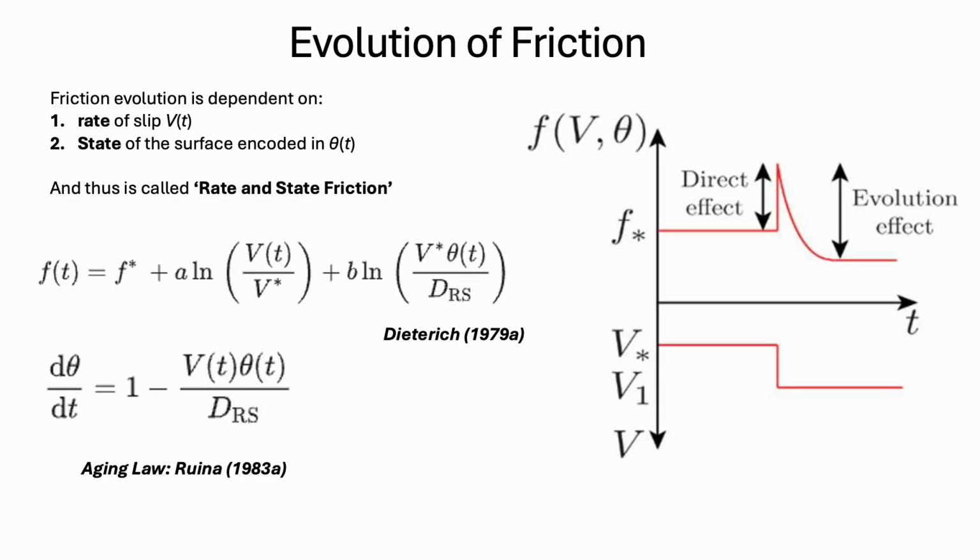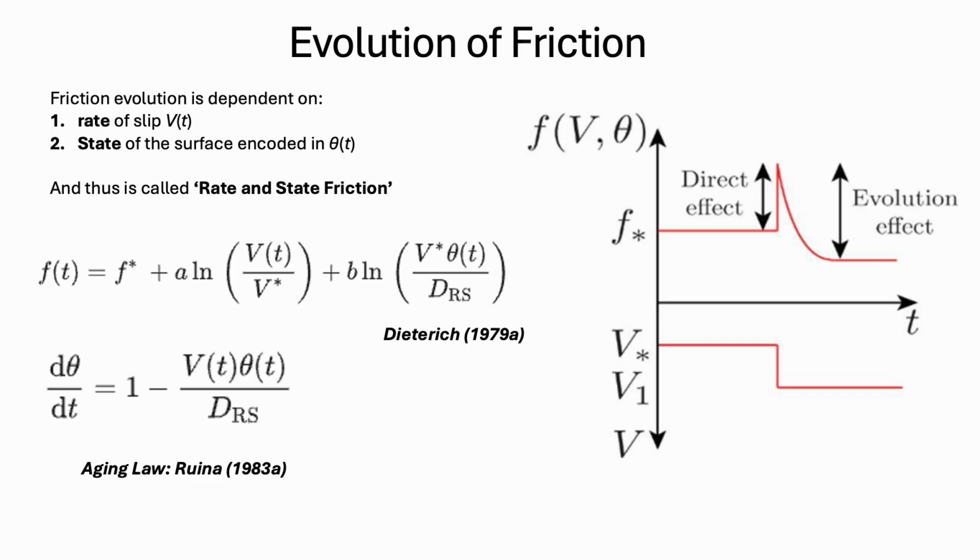So based on these observations, James Dietrich formulated that the friction evolution of a surface is dependent on the slip rate, or V as a function of t, and also the state of the surface, which is encoded within a variable named theta t. So friction evolution is a function of rate and state, and thus this formulation is called rate and state friction.